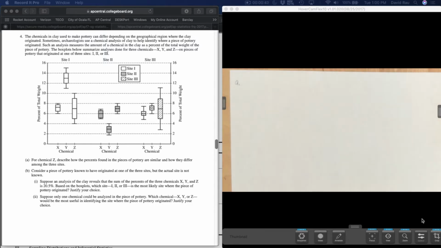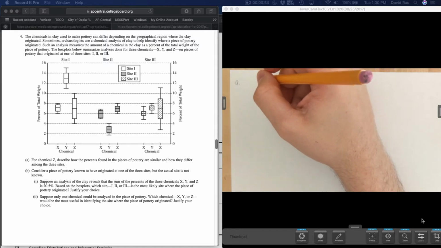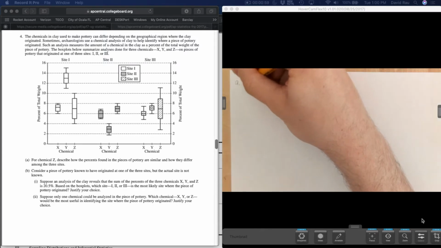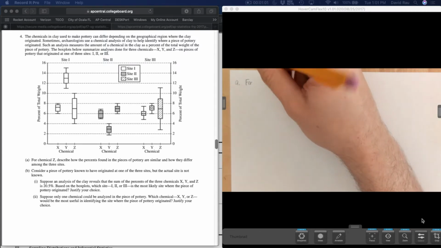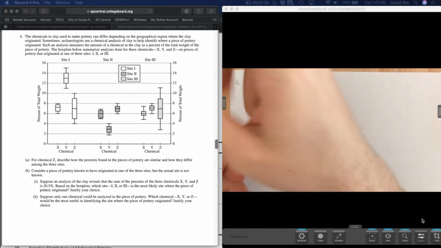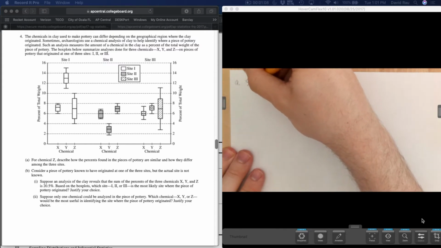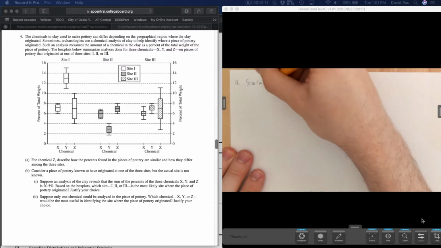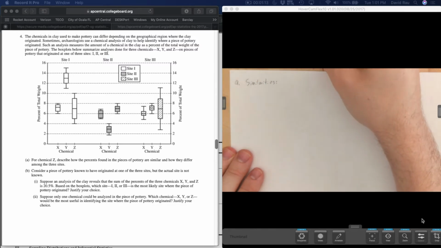So for part A, it says for chemical Z, describe how the percentages found in the pieces of pottery are similar and how they differ among the 3 sites. Okay, so let's talk about it. First, let's talk about similarities. Here are the 2 things I can see most.